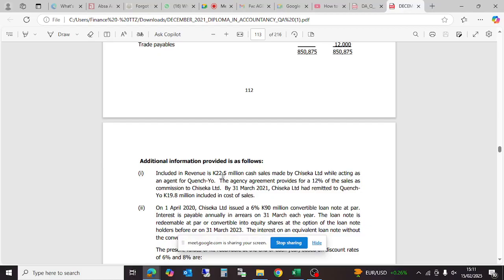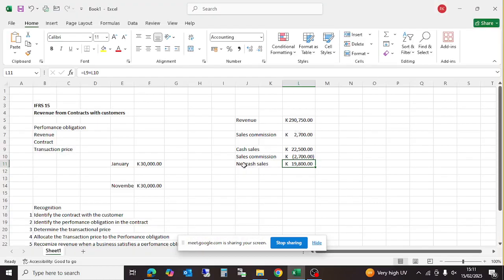So how we are going to do it is that we have two separate accounts here. We have the cost of sales account. Let me just do my debits and credits. We have debit here and we have credit here. So we have the cost of sales and we have the revenue. So how is this 19.8 going to affect it?